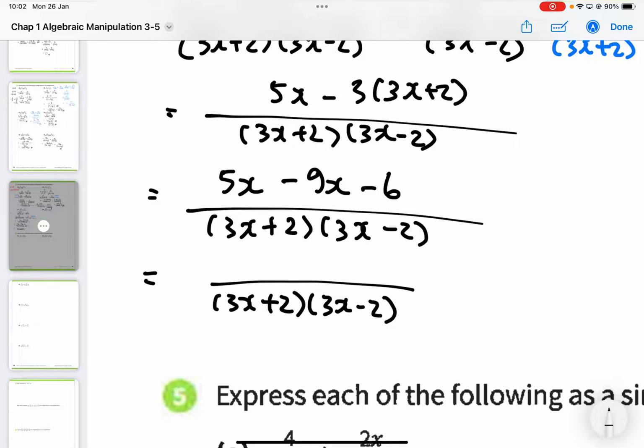5x minus 9x, negative 4x. Minus another 6. Okay? Answer.